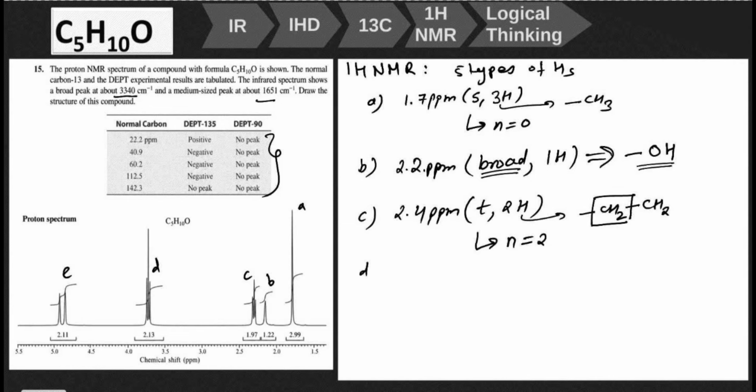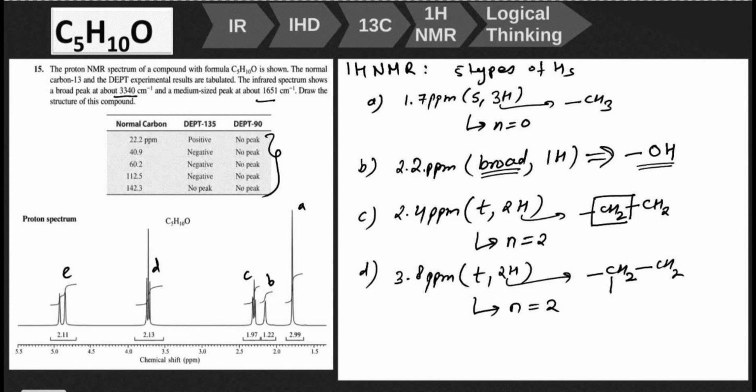And now look at the signal D, which is around 3.3 to 3.8 ppm, and it is a triplet. This is also integrating two hydrogens, so this triplet indicates that there are two hydrogens in the neighboring position. So this CH2 is attached to a CH2, and it is connected to some electronegative atom, and which electronegative atom do we have? Oxygen. So it is possible that it can be like this, OH attached to CH2.